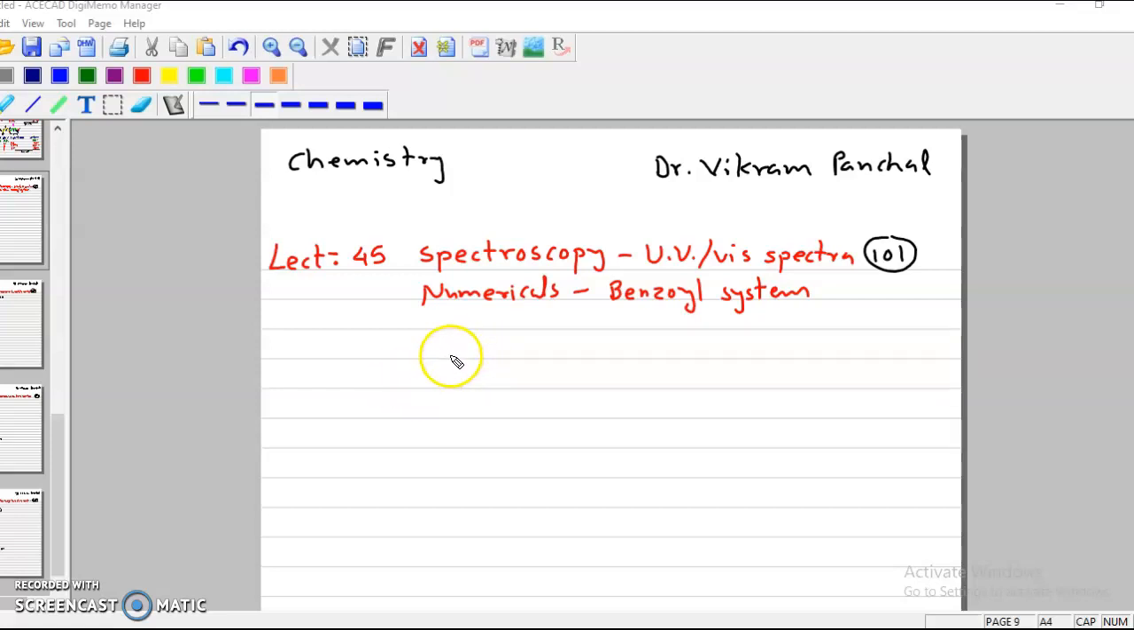I am dealing with chemistry spectroscopy. This is the chapter of UV visible spectra and lecture number 45. In this lecture, I will explain numericals based on benzoyl system.